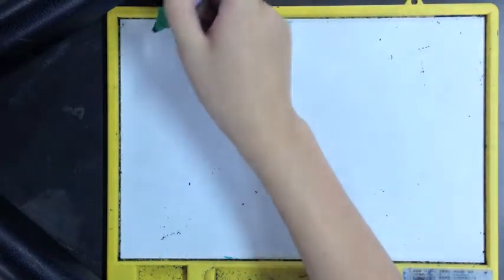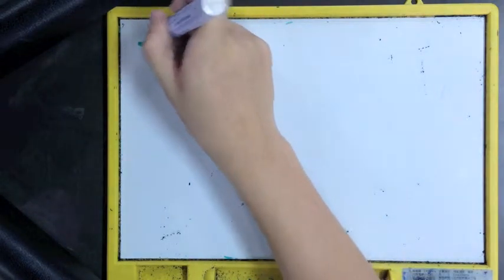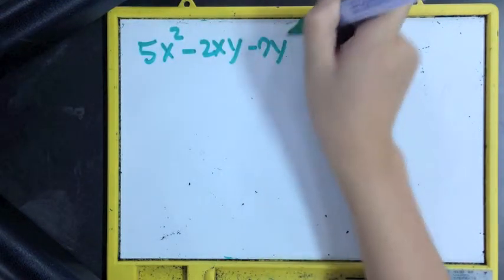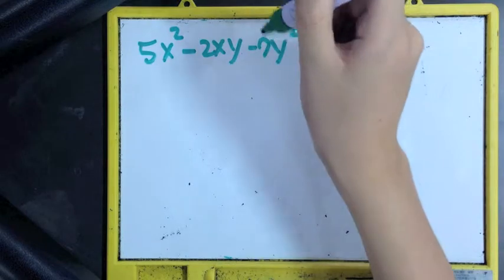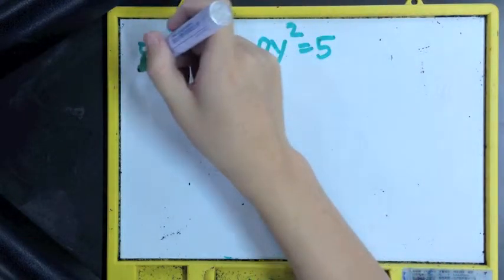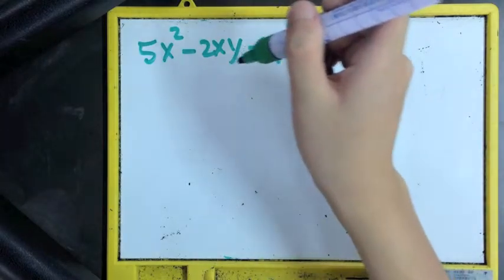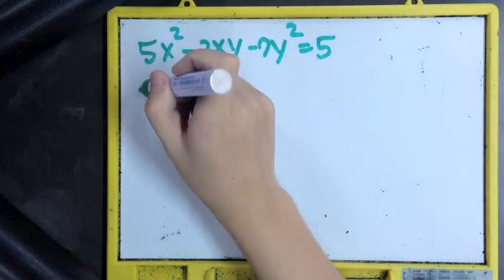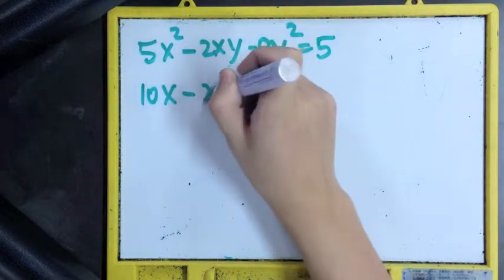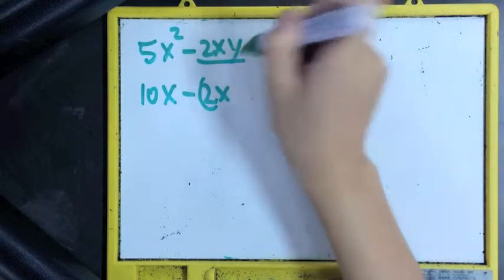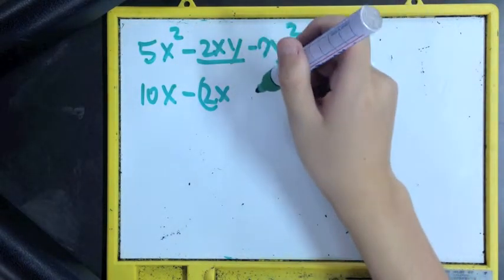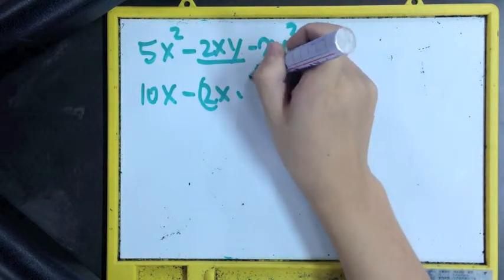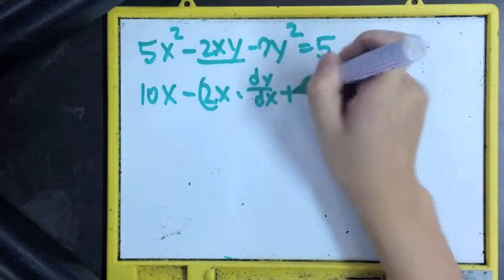So the last example we're going to use is the equation 5x squared minus 2xy minus 7y squared equals 5. Since there's no direct rule for differentiating this, we're going to use implicit differentiation. We differentiate both sides first. The left side becomes 10x minus 2x, and since the middle part is a combination of functions, we use the product rule to differentiate. So it becomes 2x times dy over dx plus 2y.